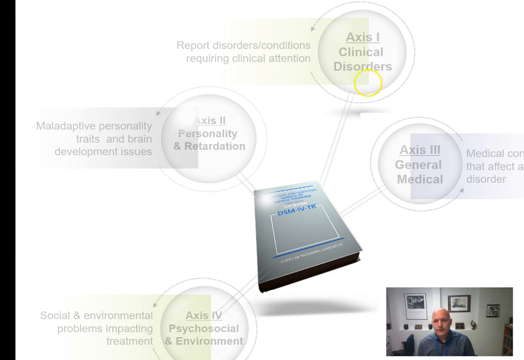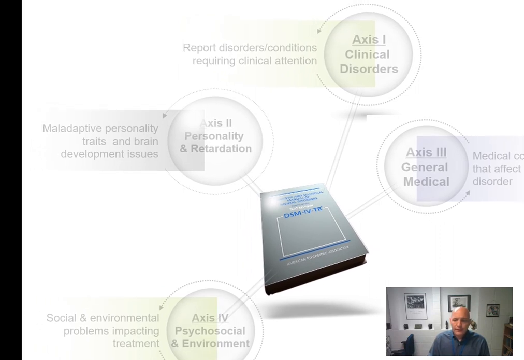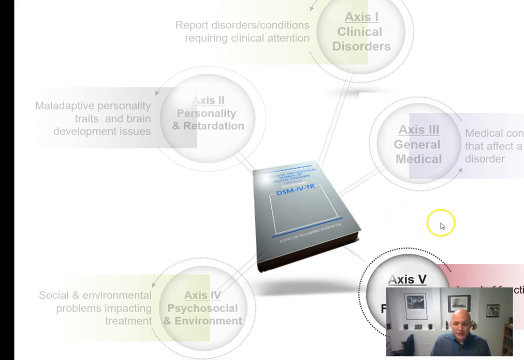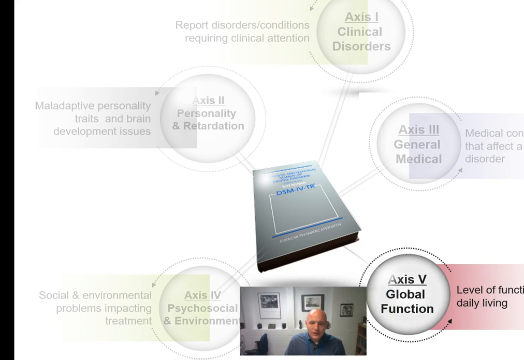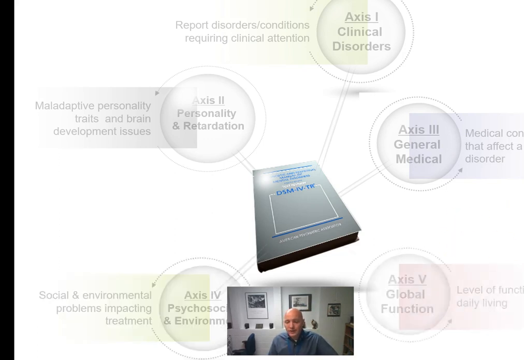Axis 3, you have medical conditions that can lead to psychological abnormality. And then you also have axis 4, which are social and environmental problems impacting treatment. So like the coronavirus would be an example. Natural disasters would be an example. And the fifth axis is global assessment of functioning. So this is a number. Diagnosticians would give a number that would sort of sum up how a person is functioning. How capable are they of functioning, or how incapable are they of functioning in society?